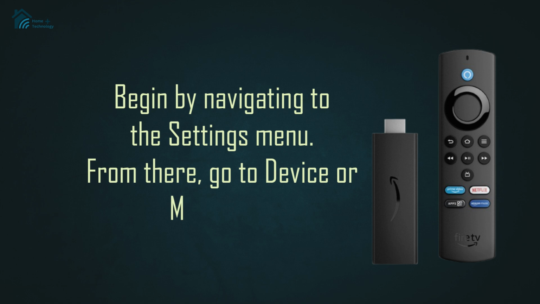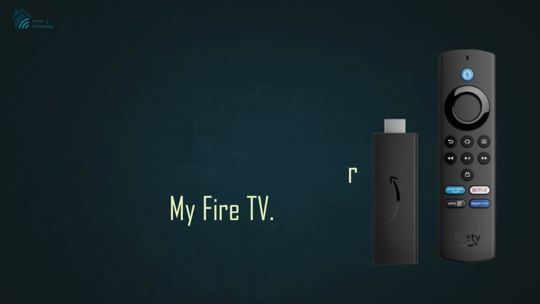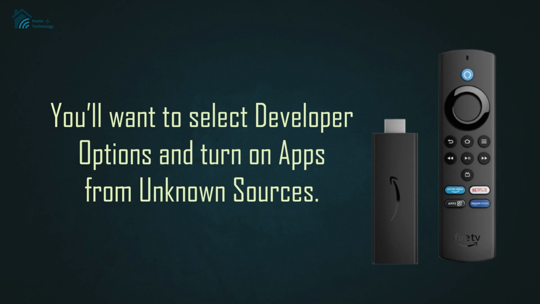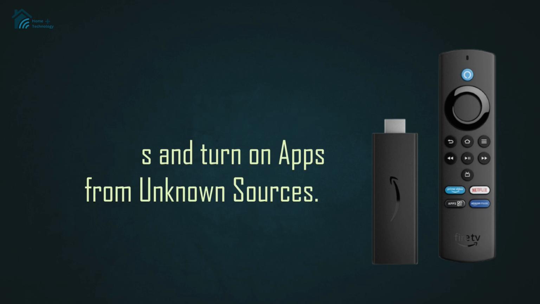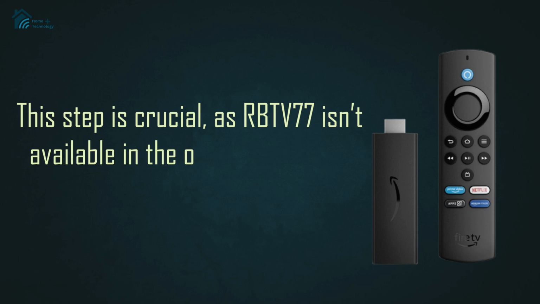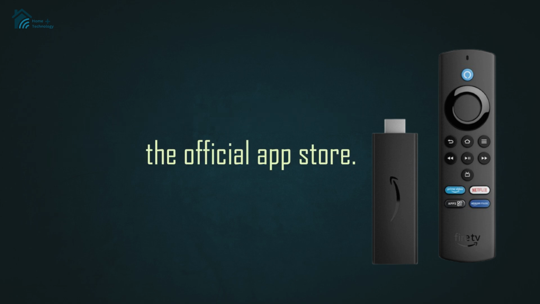Begin by navigating to the Settings menu. From there, go to Device or My Fire TV. You'll want to select Developer Options and turn on Apps from Unknown Sources. This step is crucial, as RBTV77 isn't available in the official App Store.